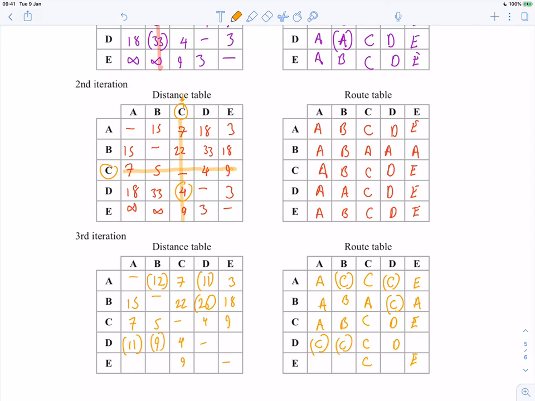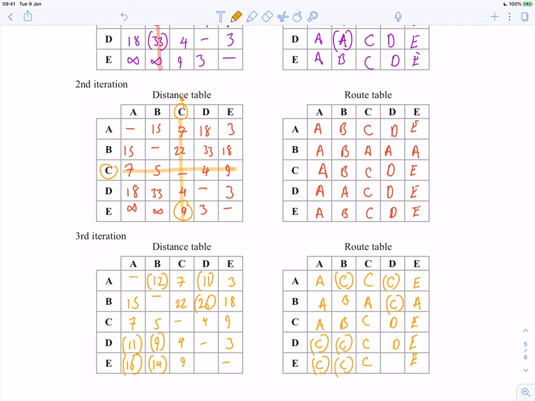4 plus the 9 is 13, which is not smaller than the 3, so that stays. And then the final row, 9 plus 7 is 16. That's going to replace infinity because it's much smaller. So that will become a C. 9 plus 5 is 14, which is clearly a lot smaller than infinity, so that becomes a C.